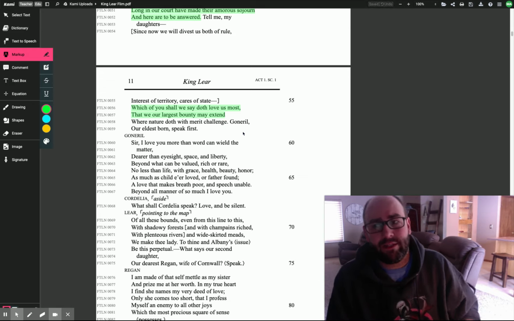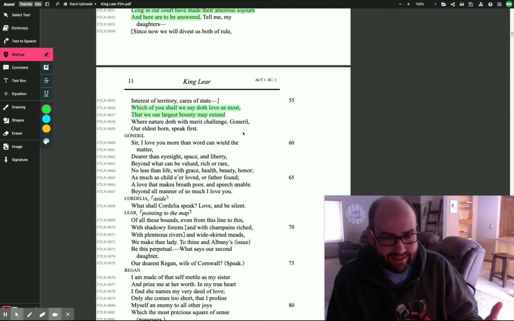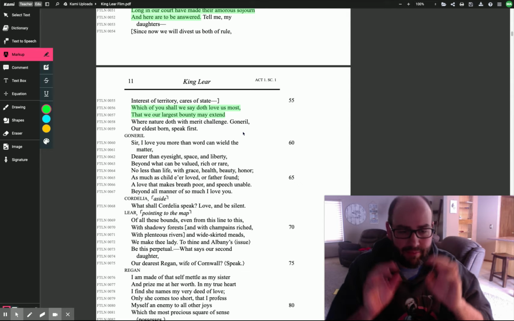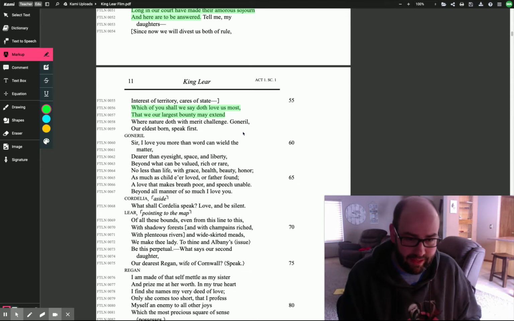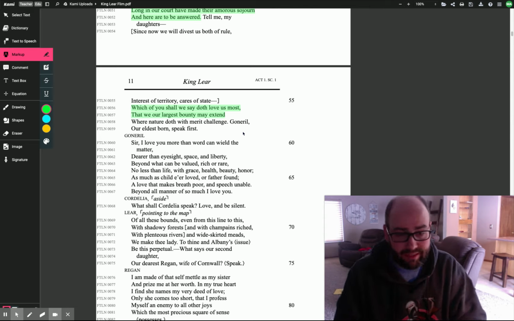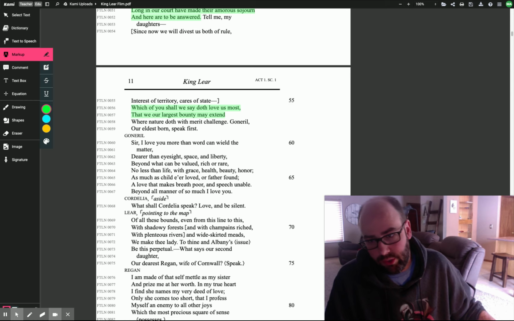They want to win so that they can get the best section. He didn't make three equal parts. He made three different ones. One's larger than the others. And so everyone's going to make something up so that they can get the largest portion.